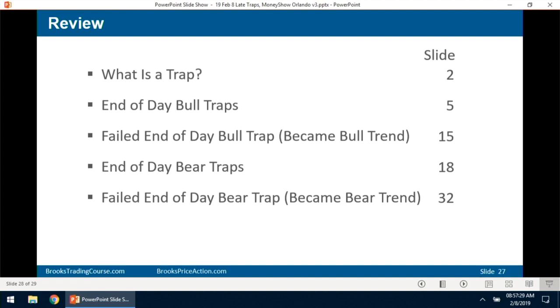Sometimes you'll get what begins as a likely bear trap, but the market just keeps going down. Sometimes a bear trap can fail. Instead of becoming a bear trap, it can become the start of a bear trend. So if you get a sell signal bar, for example, but the market never triggers the sell, and then you get a bull breakout, it's probably now a bull trend.